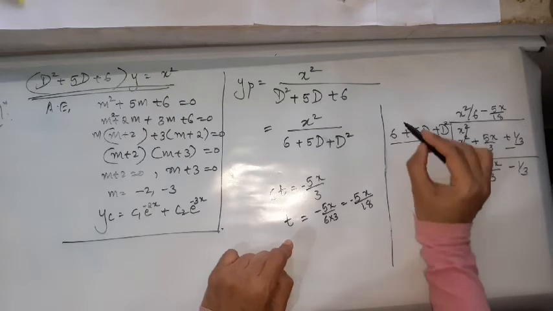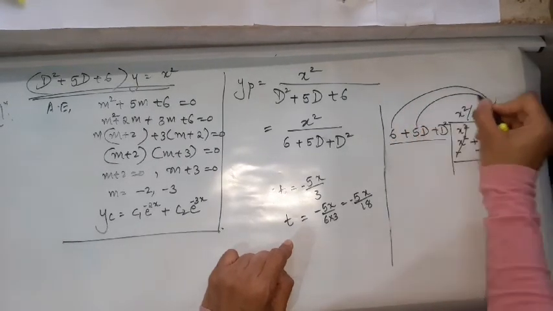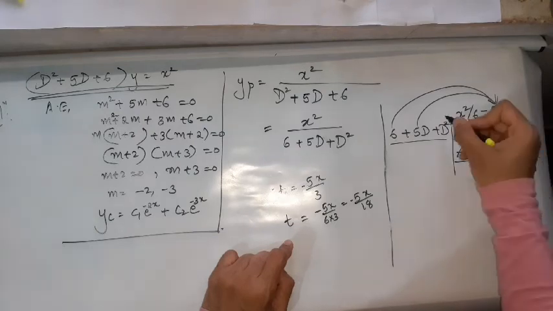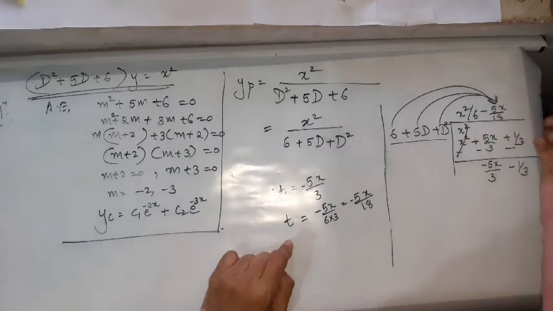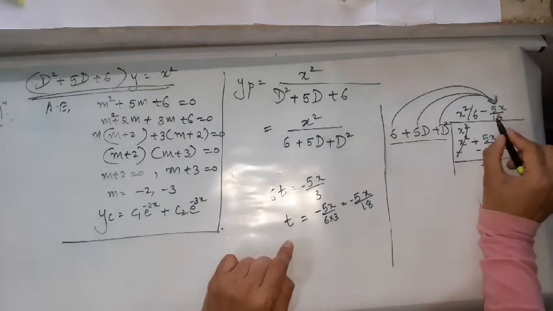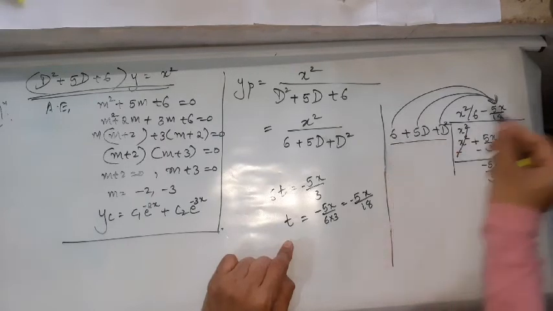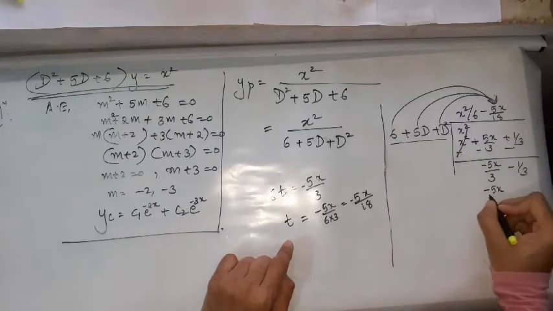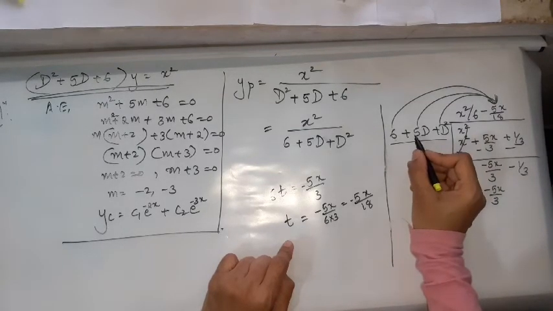So now what will I do? I'll multiply each of this with this. First 6 over here, plus 5d with minus 5x by 18, then d square with minus 5x by 18. Each of the terms I have to multiply. Now let's see what we will do. See, here it is 5x by 18 into 6. If you multiply, obviously you will get minus 5x by 3. Right? Done.